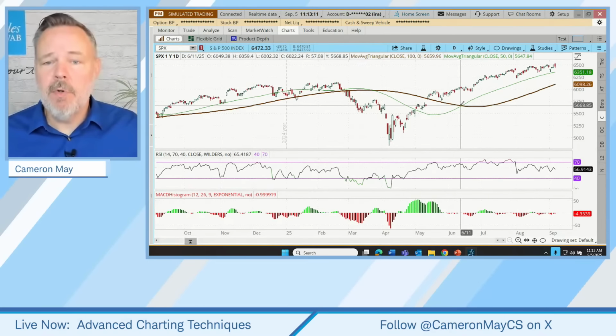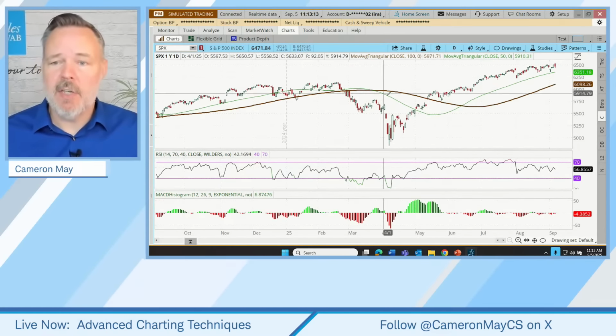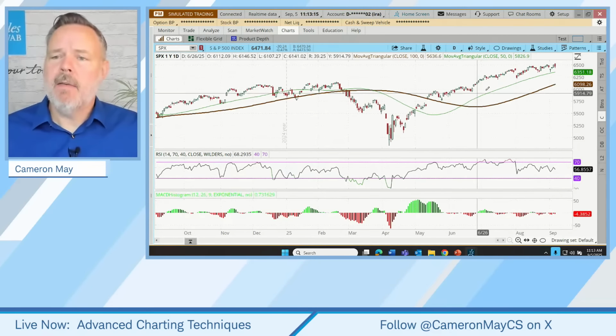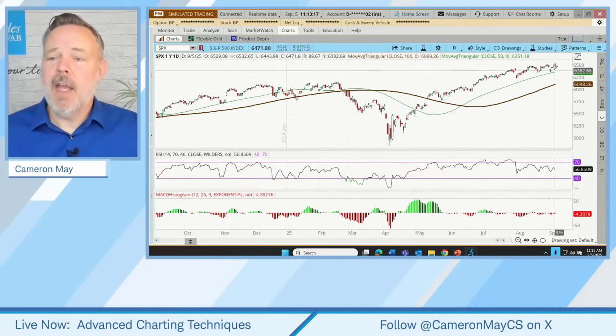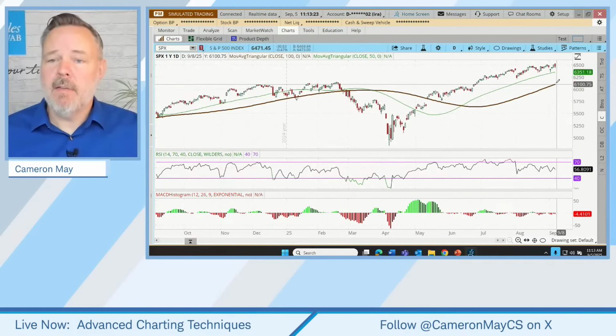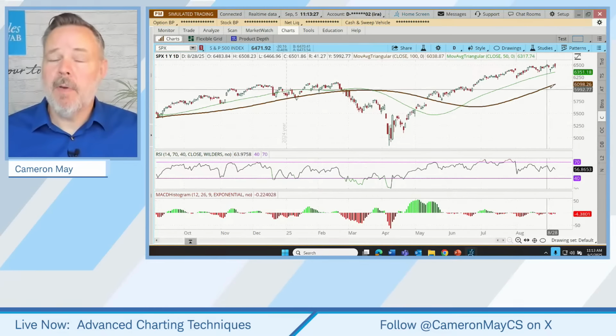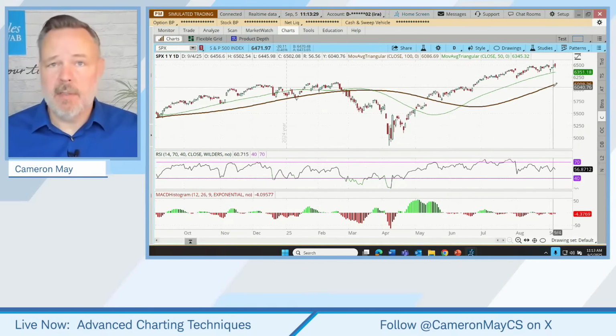You can see how smooth they are. Gradually, they change in direction. But just as with other types of moving averages, if the shorter-term one is rising above the longer-term one, in this case our 50 is above our 100, that's typically interpreted as a confirmation of bullishness.